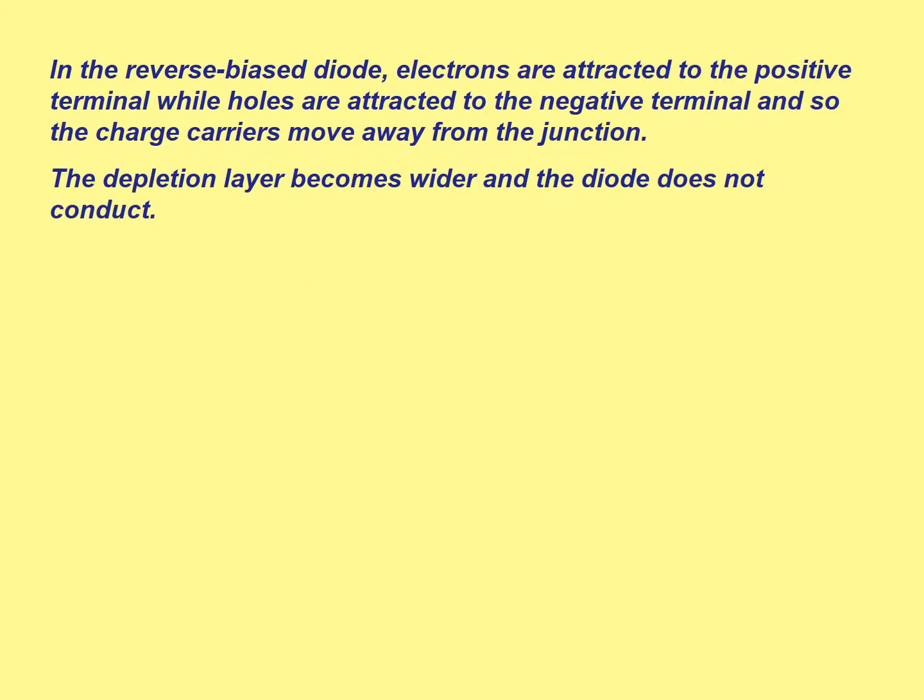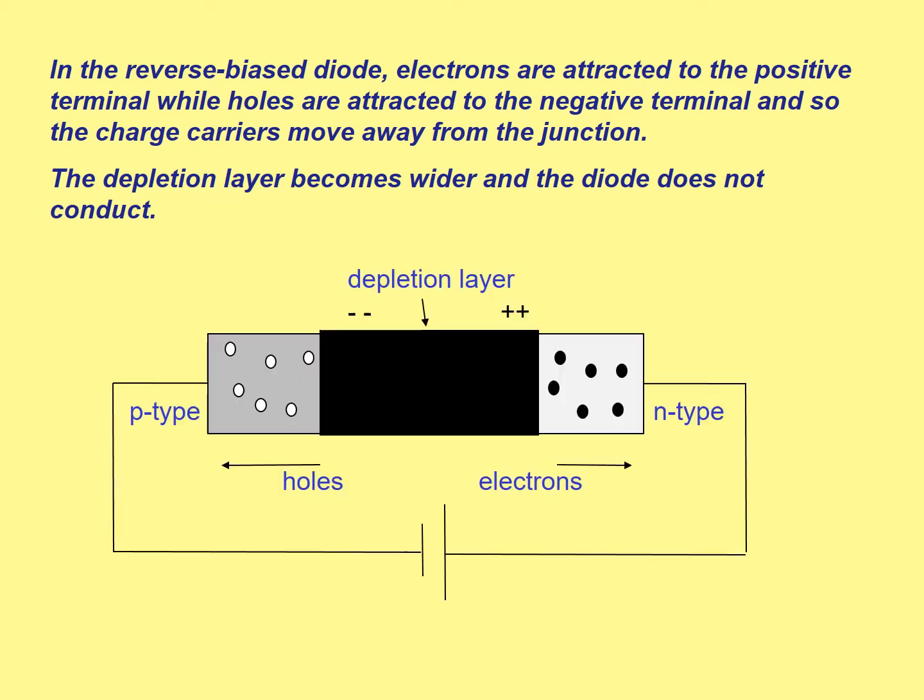In the reverse bias diode, electrons are attracted to the positive terminal while holes are attracted to the negative terminal. And so the charge carriers move away from the junction. The depletion layer becomes wider and the diode does not conduct. So we see here the depletion layer is now massive. It's got a much larger positive charge on this side, much larger negative charge on the other side, and a much larger potential barrier for the electrons to overcome.